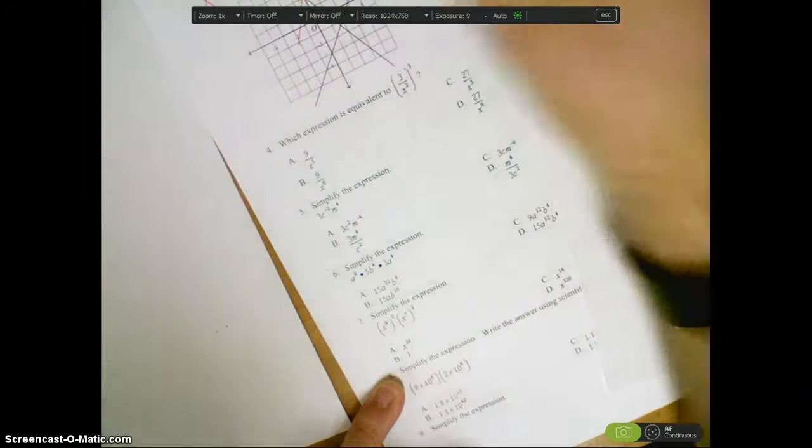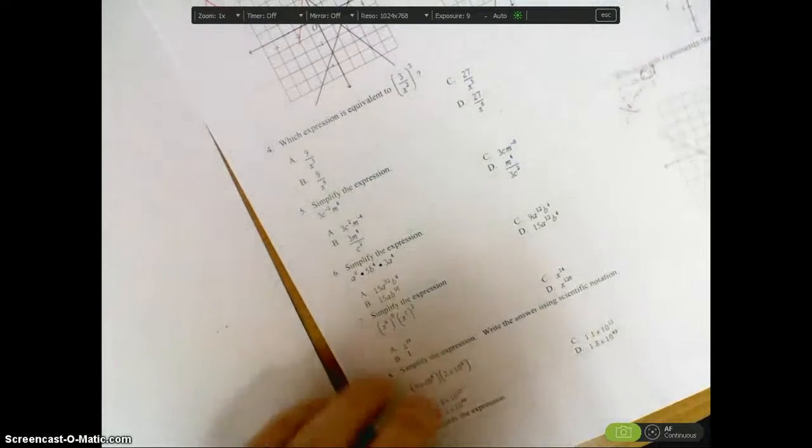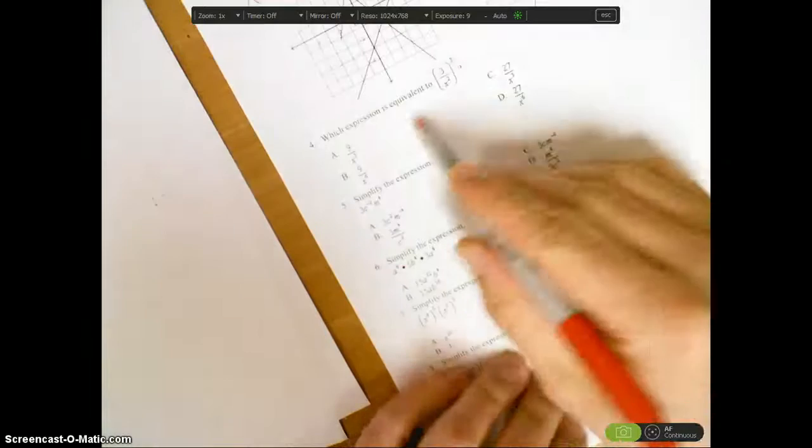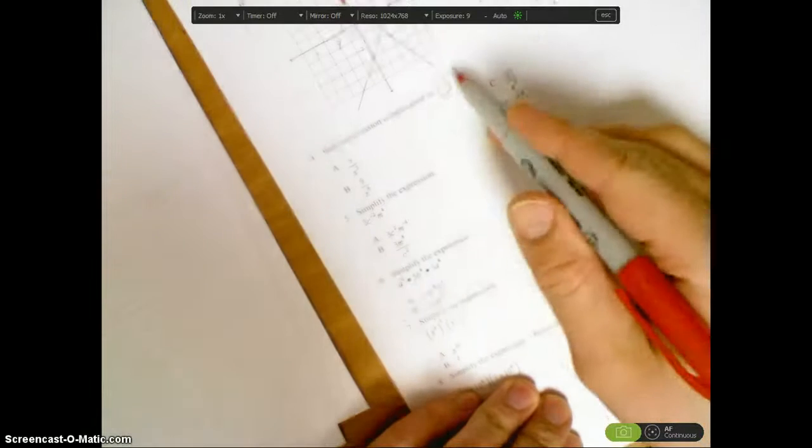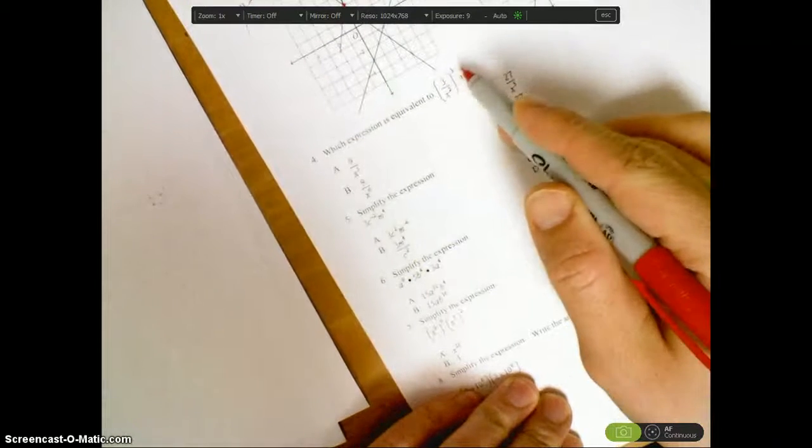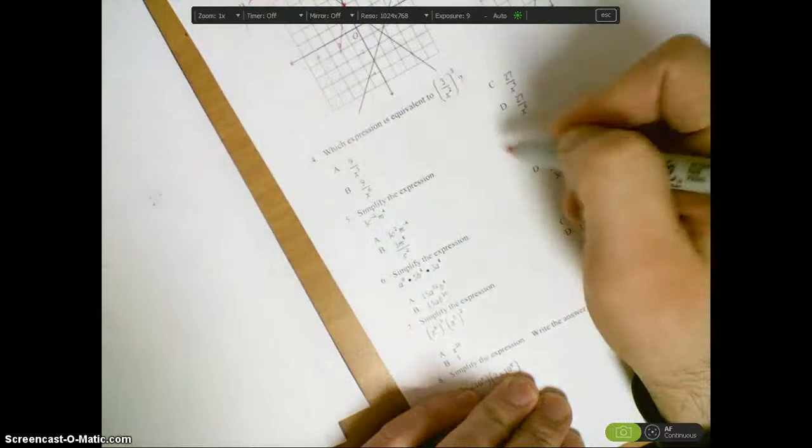So D is out as well. All right. Question 4. Write an expression that is equivalent to. So this, to me, is the Chapter 8 stuff we've been working on. This is a quotient to power rule.